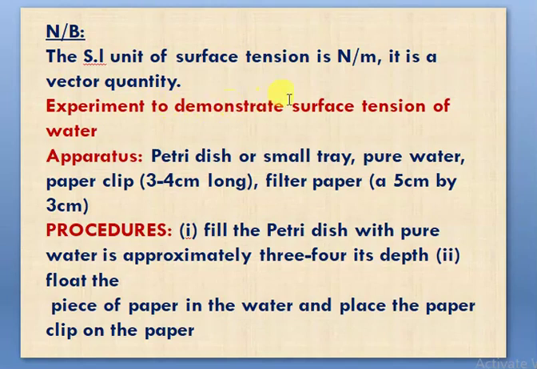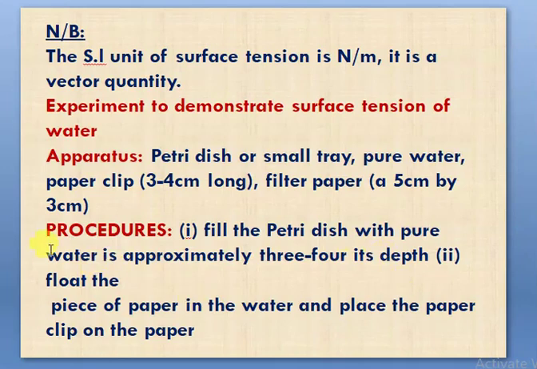The experiment to demonstrate surface tension of water. Let's see. What are the things you need for this experiment? You need a small tray, or you can use your petri dish. Then you use pure water. Then you use a paper clip, what you use to hold paper, about 3 to 4 cm long. Then you use a filter paper, about 5 cm by 3 cm.